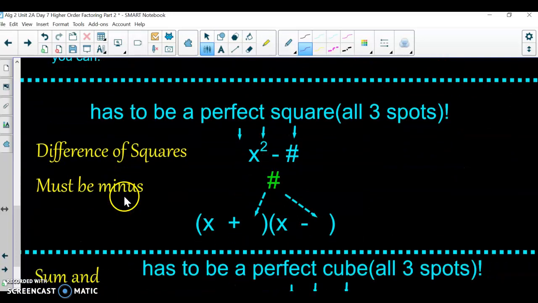If I have a difference of squares, difference meaning it must be a minus, there must be a minus right here, in all three spots. There could be a number right here in front of the x squared, and x squared is also a perfect square, and the number itself is also a perfect square. So what we do is we just write out x plus and x minus. One is positive, one is negative. Make sure you take the square root of the number right there. So that's what goes in these spots right here.